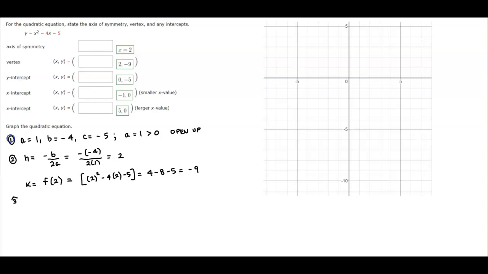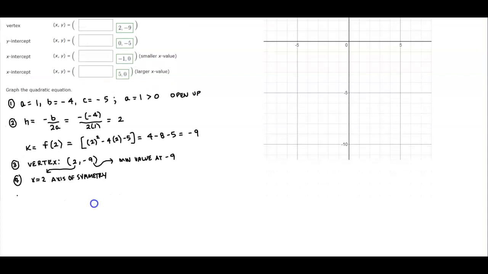So now we can determine what the vertex is, and that vertex is 2, -9. And so what that tells us is the value of the x-coordinate, x equals 2, is the axis of symmetry. And we know that this is going to have a minimum value at -9.